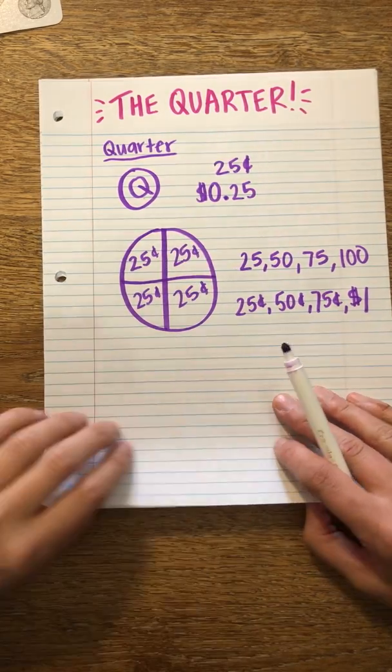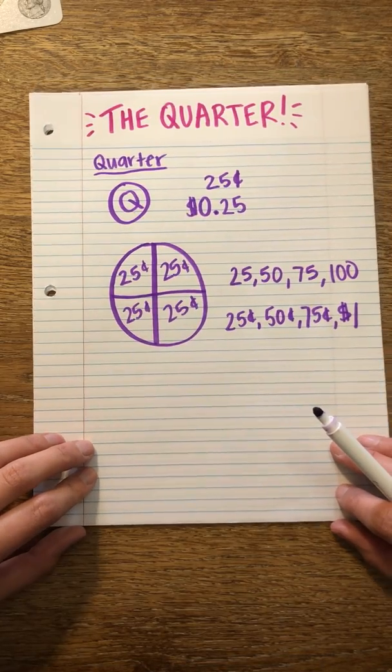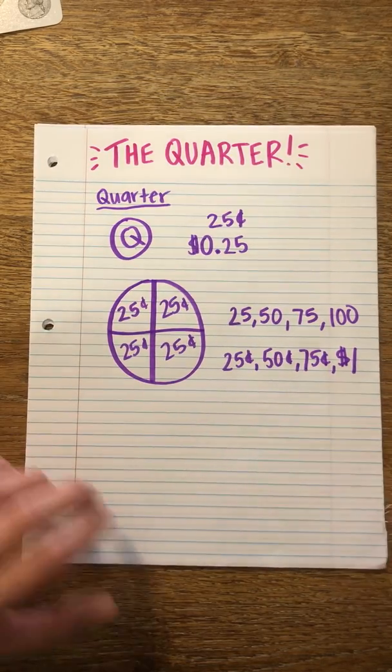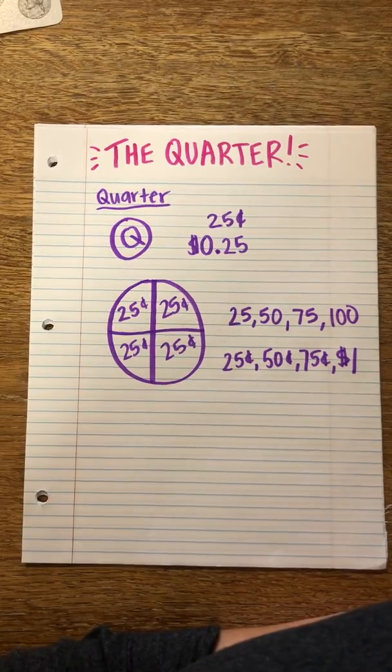All right. Okay, head over to the next video. We're going to talk about how to skip count when we have quarters happening and counting money all together.